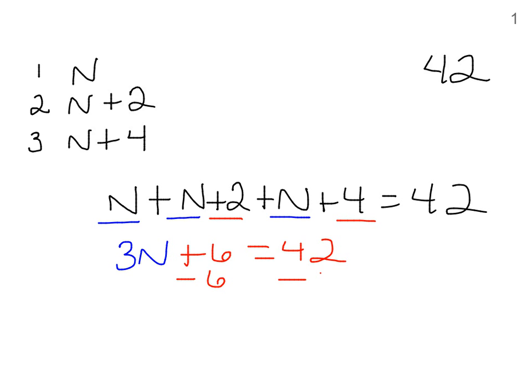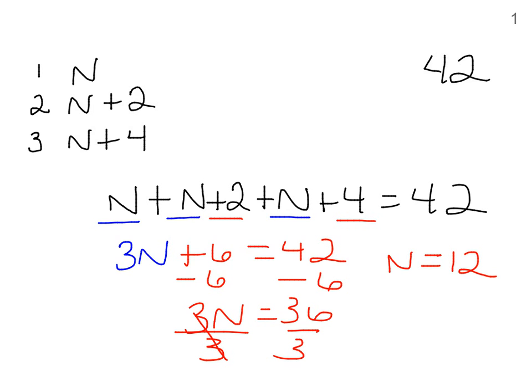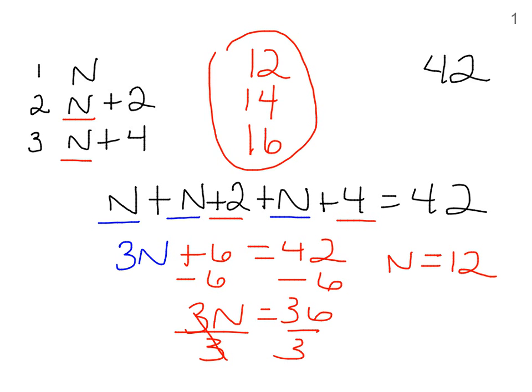Subtract the 6, and you get 3n equals 36. Divide them both by 3, and your number is equal to 12. So that's your first number. Then your second number would be that 12 plus 2, so 14. And then your third number is 12 plus 4, so 16. So these are your three consecutive even numbers, 12, 14, 16.